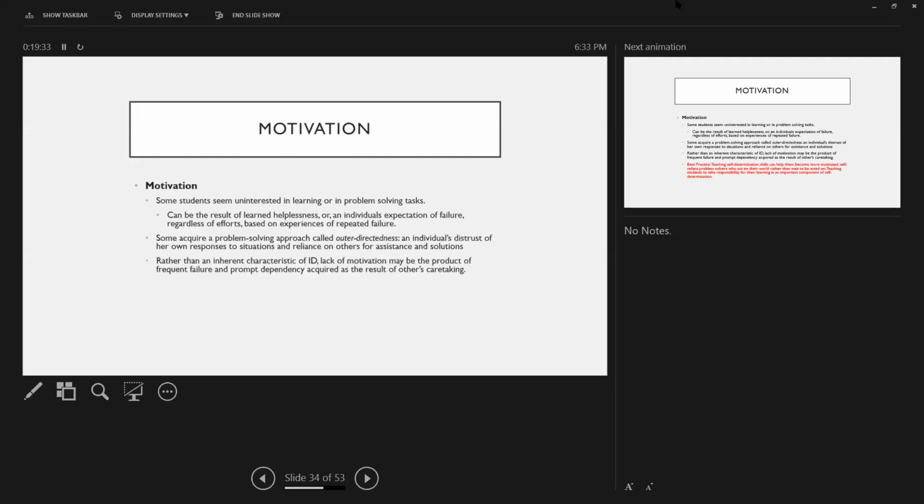So this isn't necessarily an inherent characteristic, this lack of motivation. It could just be an unintended byproduct of people doing things that they think are going to help the student, when in reality they might be creating a strong degree of dependence. So we need to be very cautious of when we're providing prompts to support the completion of tasks, and when we should be thinking about fading those prompts out.